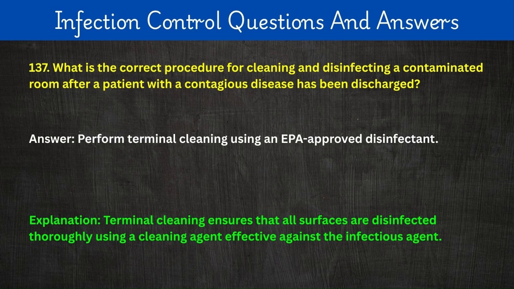137. What is the correct procedure for cleaning and disinfecting a contaminated room after a patient with a contagious disease has been discharged? Answer: perform terminal cleaning using an EPA-approved disinfectant. Explanation: terminal cleaning ensures that all surfaces are disinfected thoroughly using a cleaning agent effective against the infectious agent.